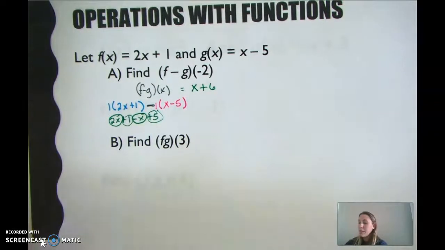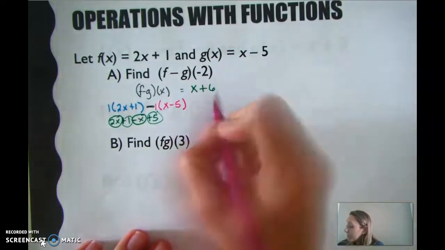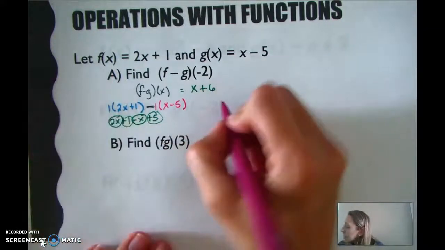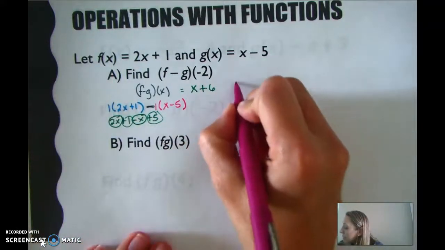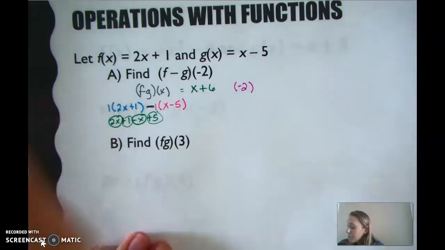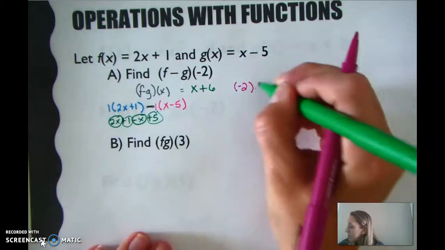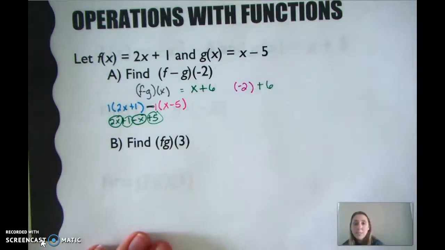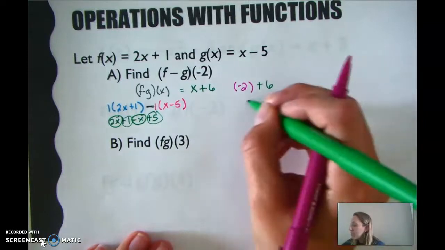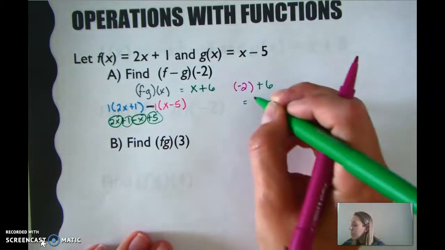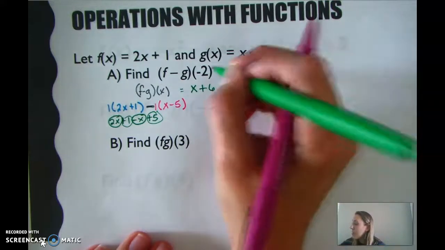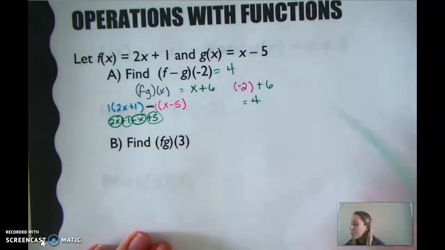Now I'm going to go ahead and plug in that -2 so I can find f minus g of -2. So I'm going to have -2 plus 6. So -2 plus 6, well, that equals 4. So my answer is 4.